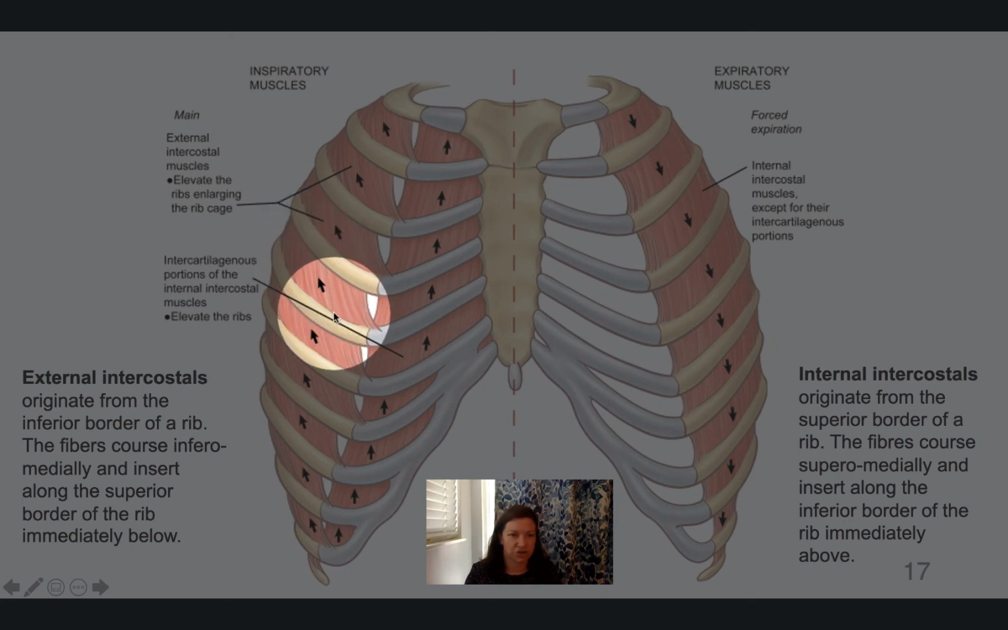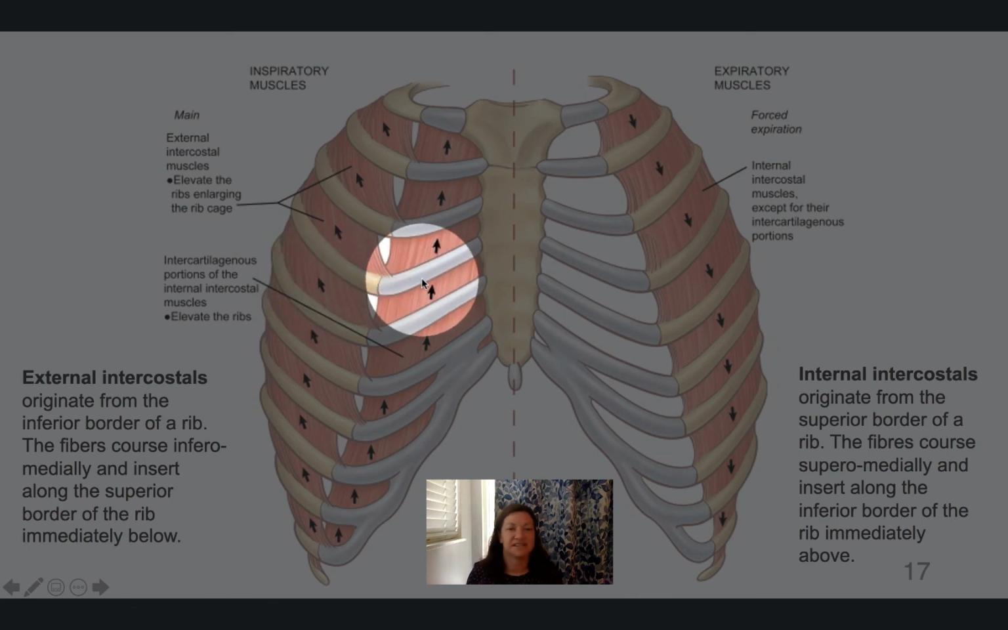from origin to insertion. For example, the external intercostals originate from the inferior border of a rib, and the fibers pass inferomedially, that is inferiorly and medially, to insert along the superior border of the rib below. And so the origin is rostral, the insertion is caudal, and when the muscle fiber shortens, it pulls the rib cage in this upward direction, upward and outward, and moves the insertion toward the origin.